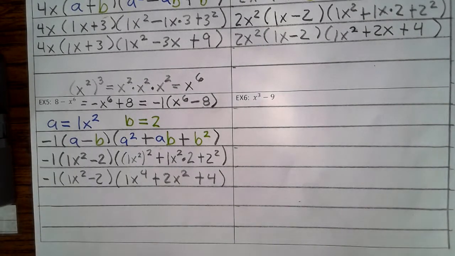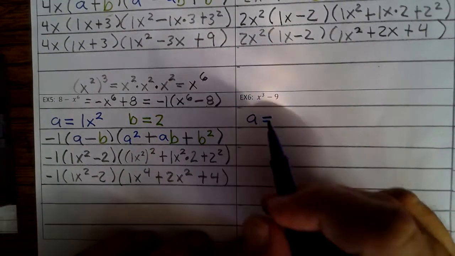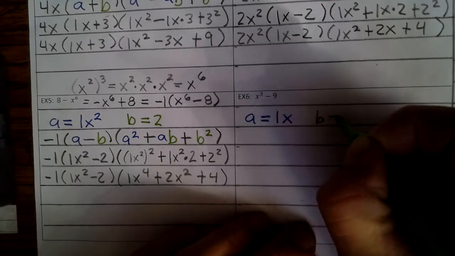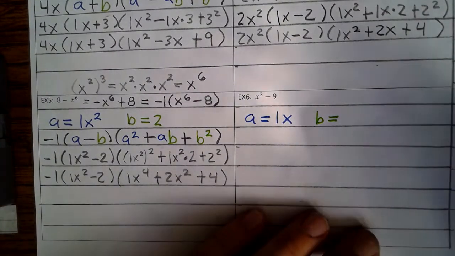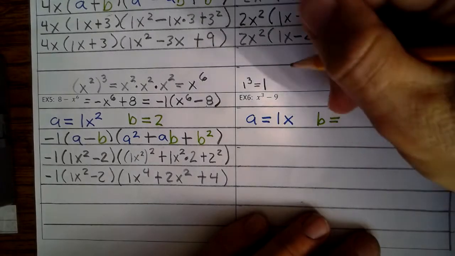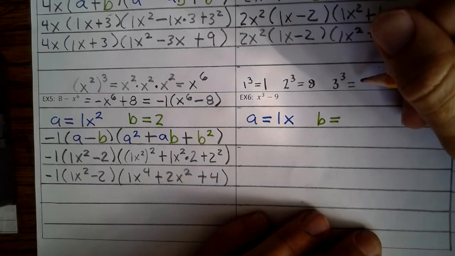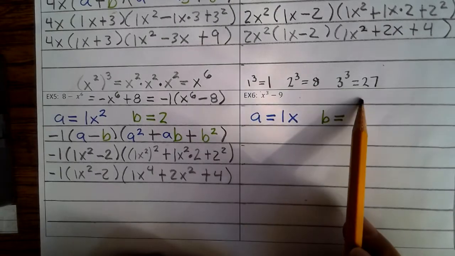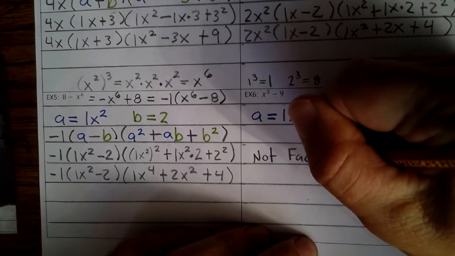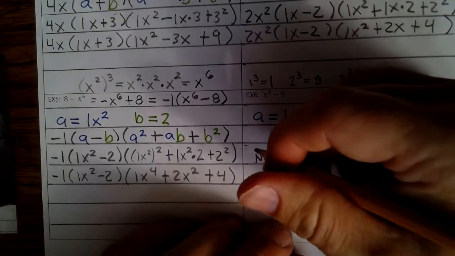All right, example 6. Okay, so we need to figure out a. Well, what cubed gives you x cubed? The answer to that is 1x. And then we need to figure out b. So we have to figure out what number cubed gives you 9. Well, let's take a look here. 1 cubed equals 1. 2 cubed equals 8. And 3 cubed equals 27. There is not a number cubed that will give you 9. So we stop there and we say that it's not factorable by the sum and difference of cubes.